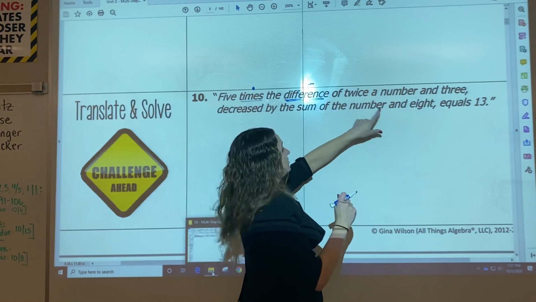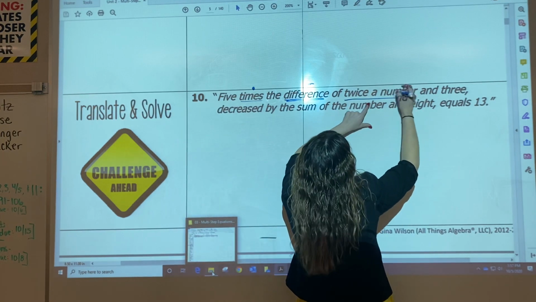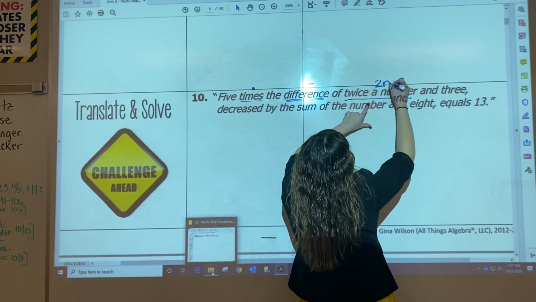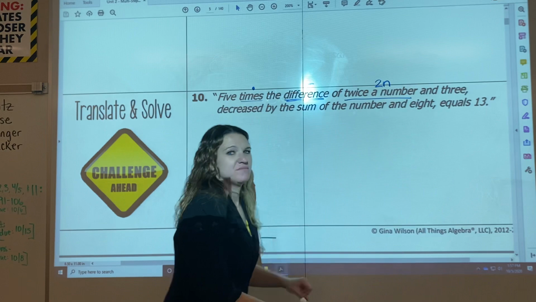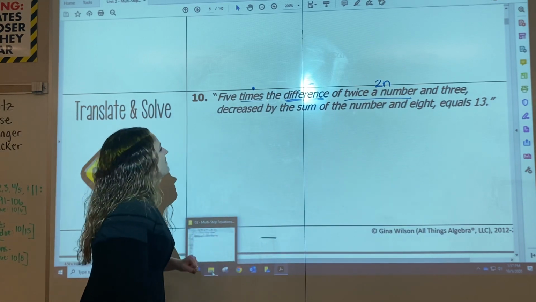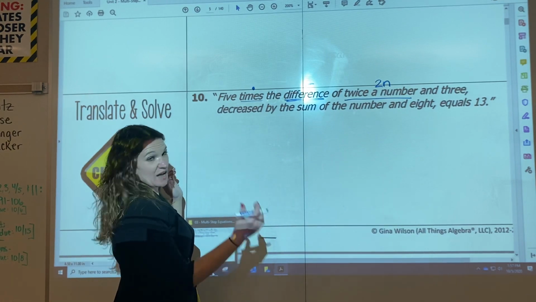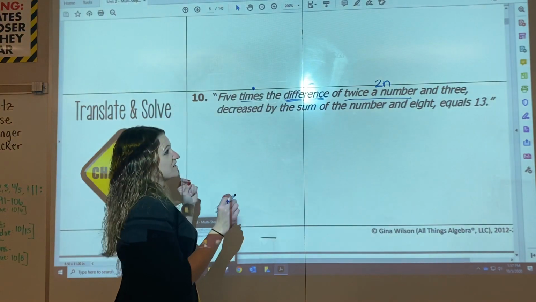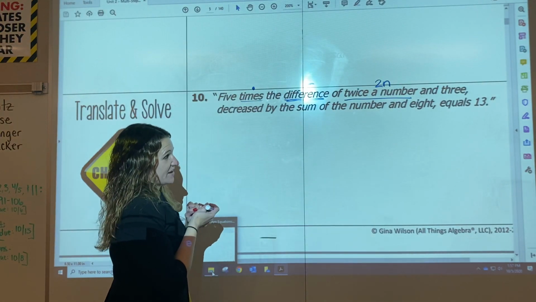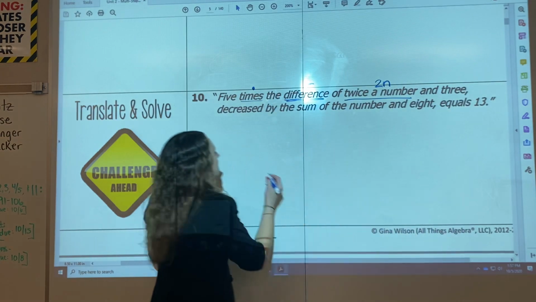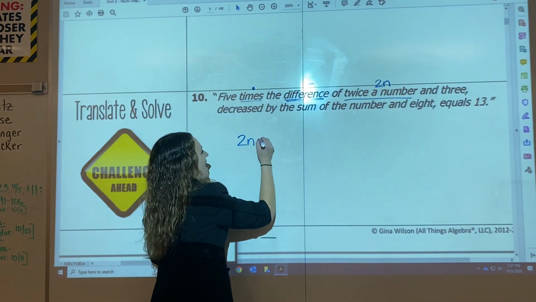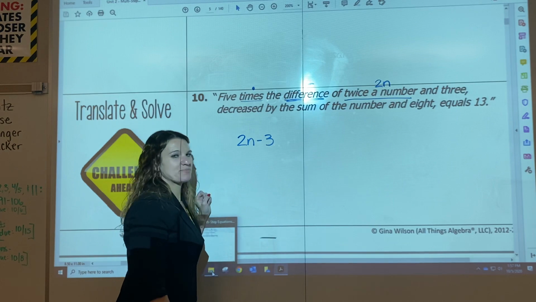twice a number means that I'm going to multiply a number by 2, so 2n. And then there's that other number 3. So let's reread that. 5 times the difference of twice a number and 3. If we're thinking of this alone, the difference of twice a number and 3 looks like that.